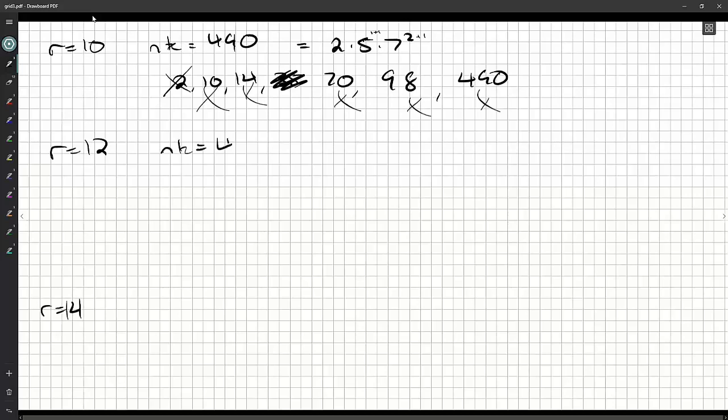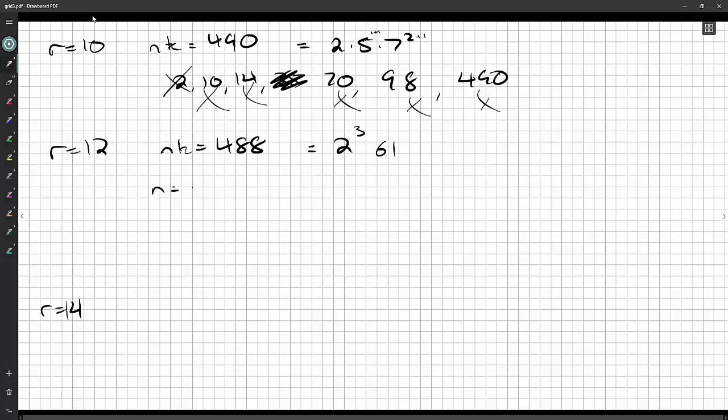So nk needed to be 488. We have been down this route before, but now we need to leave a remainder of 2 when we divide by 12, not a remainder of 4 as we had previously. 488 is 488 divided by 8, 61. Okay, so n needs to be a multiple of 2. If it's a multiple of 4 or 8, then when you divide by... I don't think that works, actually.